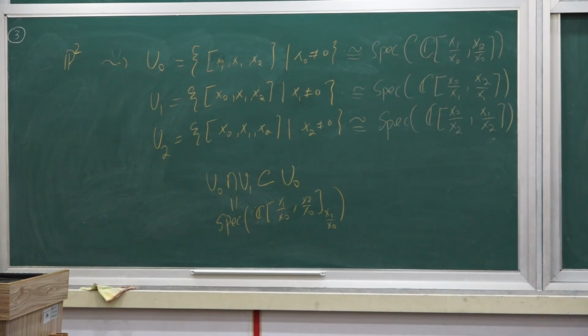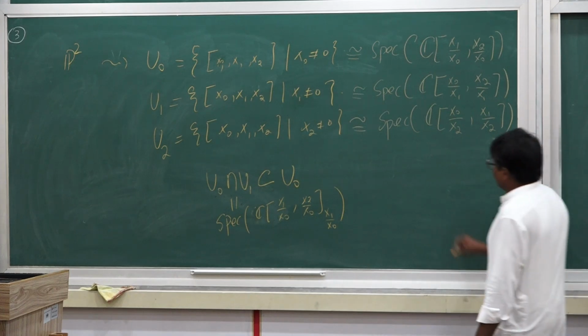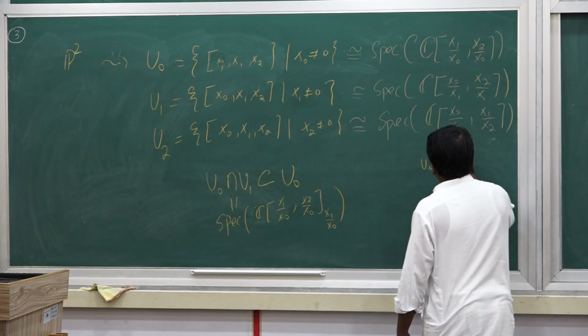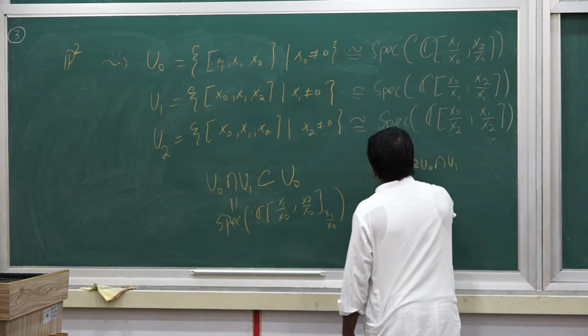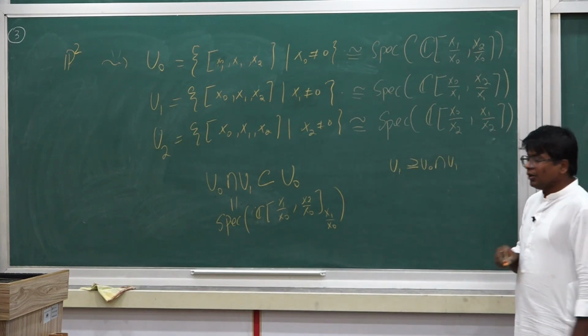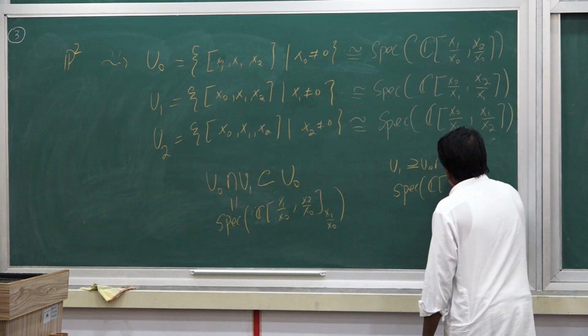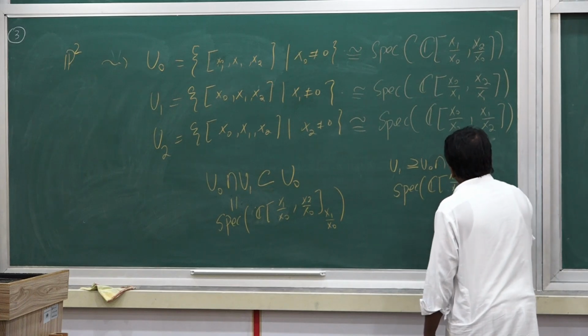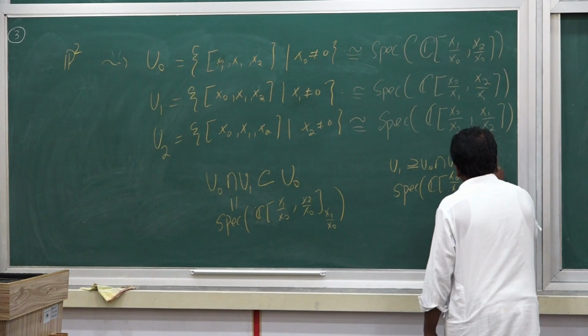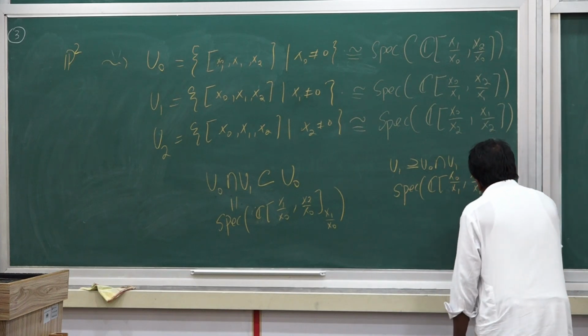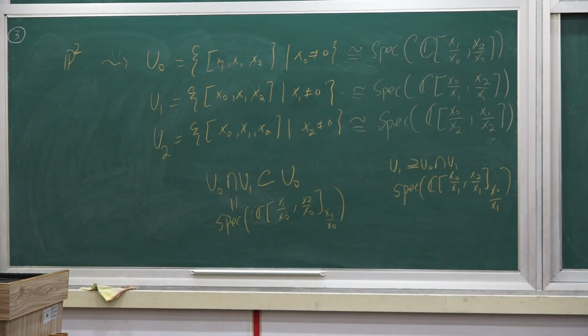So that is exactly what I would do. I would take the localization of this algebra at this one. And if I see this U naught intersection U1 as something in U1, that would mean that I can realize it as spec of C of x naught over x1 and x2 over x1 localized at x naught over x1. So I can see that.